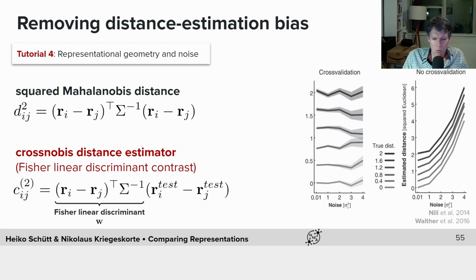So in tutorial 4, you'll play around with different ways of estimating distances. You'll learn about the Mahalanobis distance and how to whiten the space, and you'll also learn about removing the bias inherent to naive distance estimates.